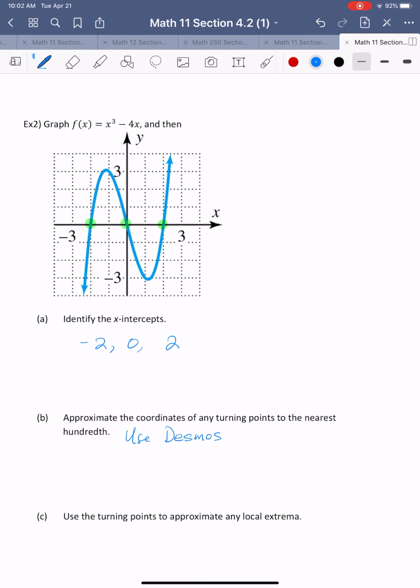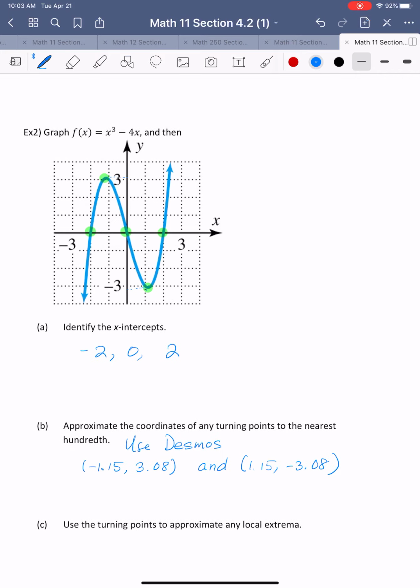So the turning points in this case are this and this. If I check, I think the x is about negative 1.15, and the y value is a little bit more than 3. So I want to say 3.08, which you get by plugging negative 1.15 into the function. And there's another one in a similar place, right? It's symmetric with the origin. So it's going to be positive 1.15, negative 3.08 as another turning point, okay?